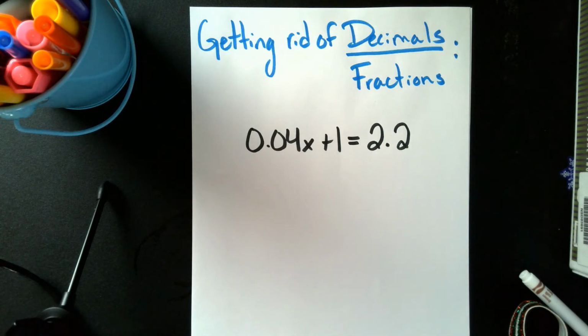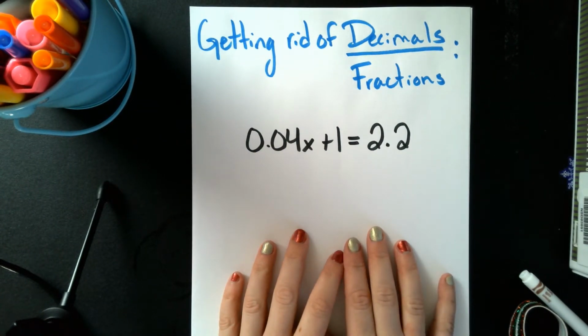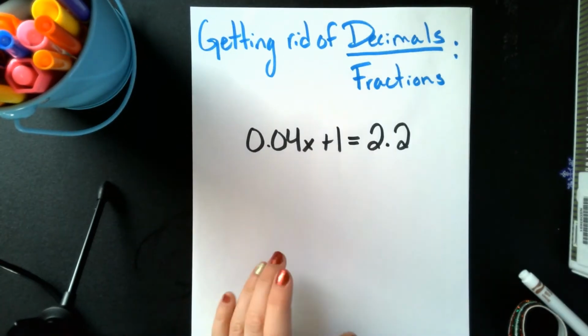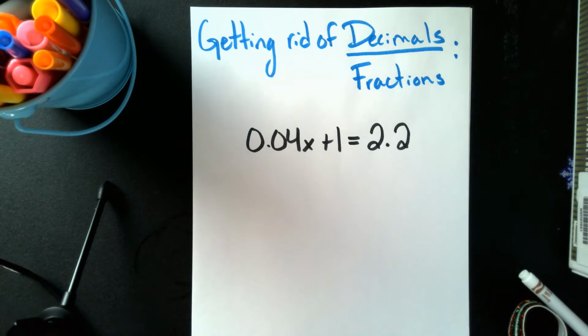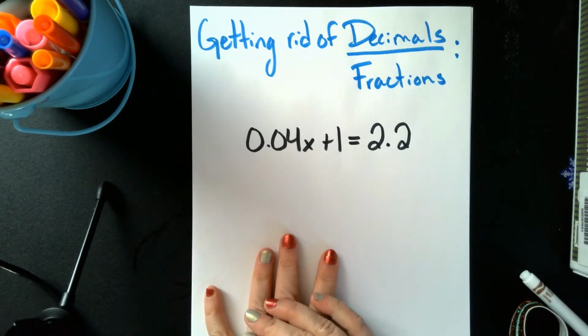Okie dokies, alright jokies, let's get started. So today we're doing your favorite subject. We are going to be getting rid of decimals and fractions. I'm going to be teaching you a couple tricks to get rid of decimals, and then a couple tricks to get rid of fractions. So we're starting off with this nastiness.